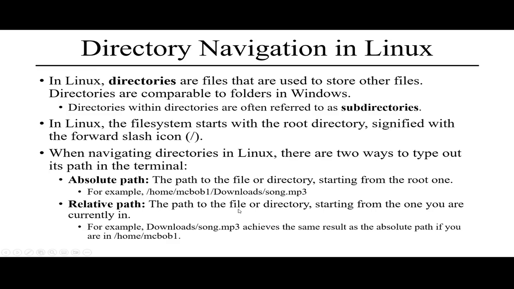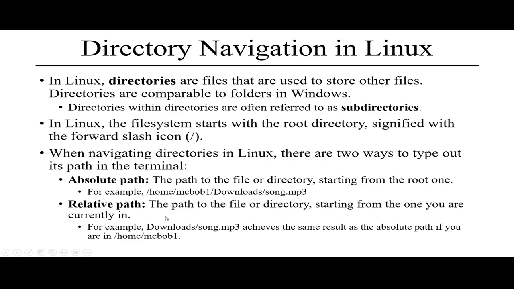So the absolute path is the path to a file or directory starting from the root directory. Say we have a song.mp3 file in McBob1's downloads folder. If we want to go there, you're going to run cd /home, and then go to the next folder, /McBob1, then /downloads/song.mp3. So basically, you're traveling from root to the home directory, to the McBob1 directory, to the downloads directory, and then finally your little song file.